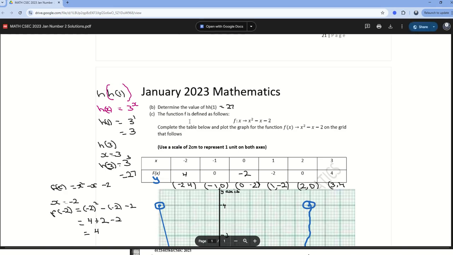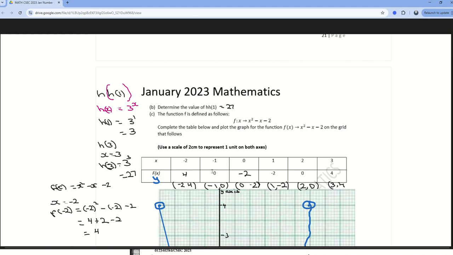Then the function f is defined as the following. f of x is x squared minus x minus 2. Complete the table below to plot the graph of the function f of x. So wherever x is, you substitute it in this and you'll get f of x or y. So when x is negative 2, y or f of x is 4.